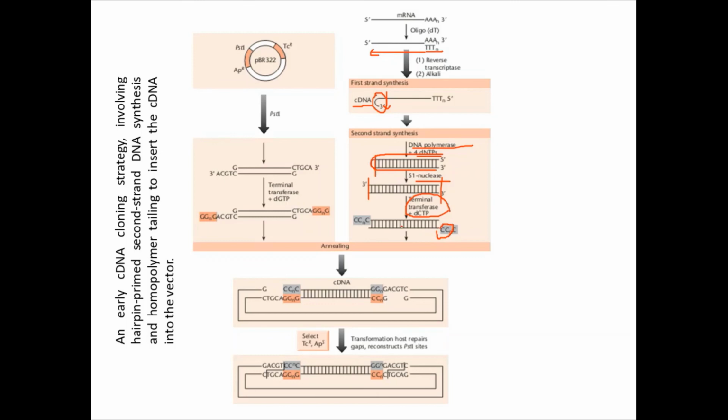Immediately we proceed with the homopolymer tailing. Finally, we produce the sticky ends. The vector is also treated similarly. Here also polynucleotides are added to the 3' end. So they are joined together by annealing. Finally, the cDNA is effectively joined to the vector, easily selected, and we further continue the cloning experiment.